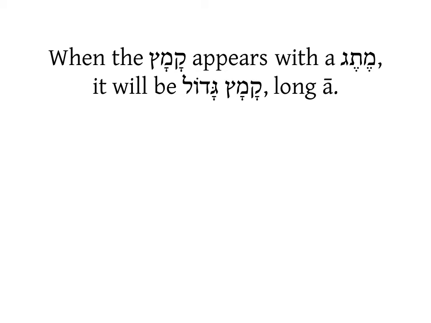When the qamats appears with a metheg, do you remember we learned metheg in a previous video? It's a short vertical line just to the left of the vowel sign. When the qamats appears with a metheg, it will be a qamats gadol, a long a. Do you remember the metheg tells us to slow down and pronounce the vowel fully?